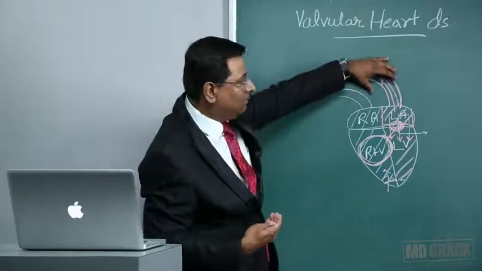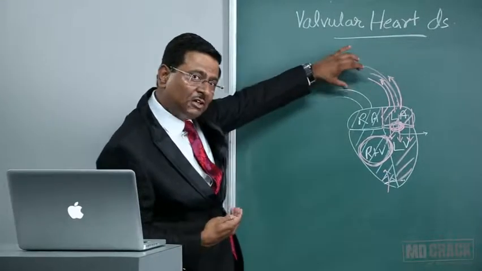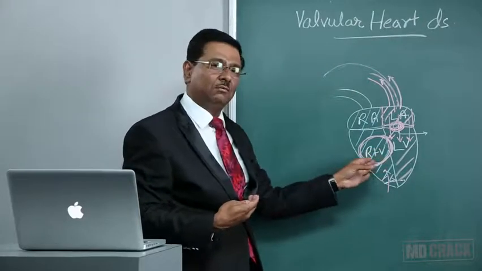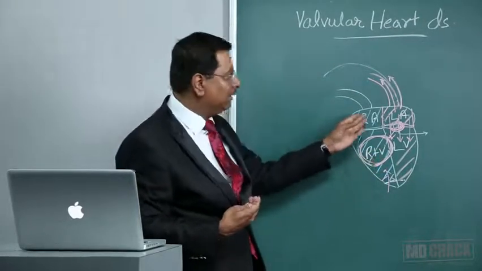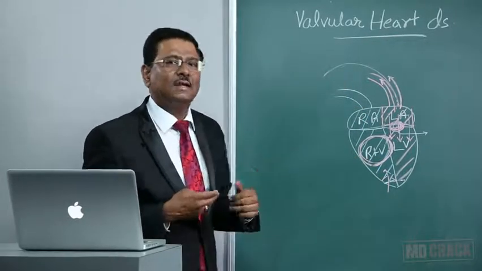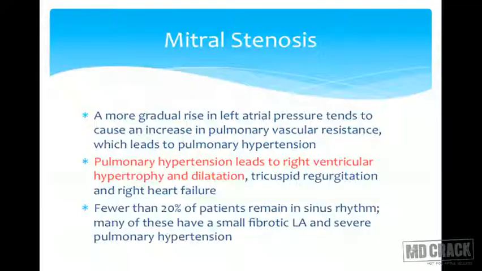Majority of the problem occurs because the pressure which is increased in the left atrium is getting transferred backwards. So there is venous congestion, and if the pressure is still more, it could be transferred to the level of the right ventricle and even go up to the right atrium, and all the signs and symptoms of right-sided failure come. Fewer than 20% of the patients remain in sinus rhythm. Many of these have a small fibrotic left atrium and severe pulmonary hypertension.